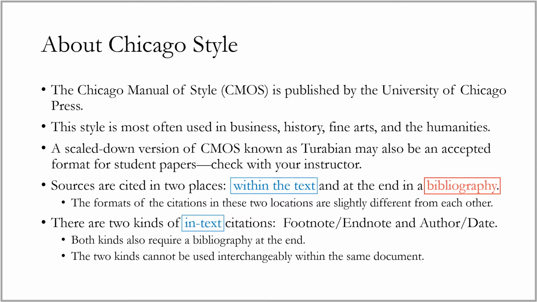Citations go both in a list at the end of the paper, the bibliography, and within the text of the paper itself. These are called in-text citations, and in Chicago style, you can either put them right in a sentence using parentheses, at the bottom of the page as a footnote, or altogether on their own page as endnotes.